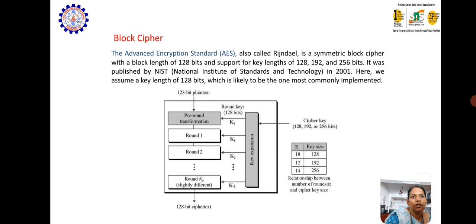It is also called Rijndael, a symmetric block cipher with a block length of 128 bits. We studied that AES, the Advanced Encryption Standard, is a block cipher, and the key size can be 128, 192 or 256. The data in each block is 128 bits, which means it takes 128 bits as input and outputs 128 bits of ciphertext. This is the basic building block of the Advanced Encryption Standard algorithm.